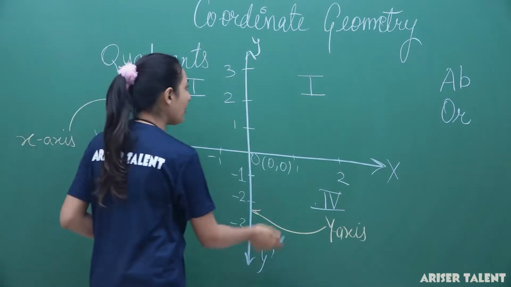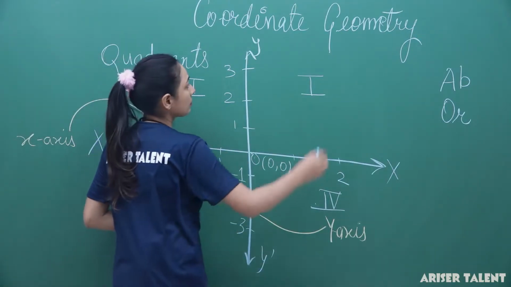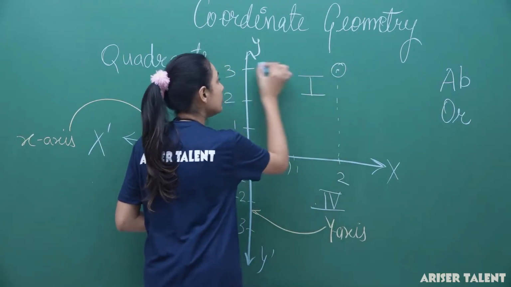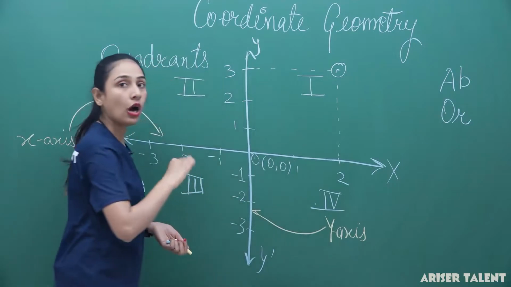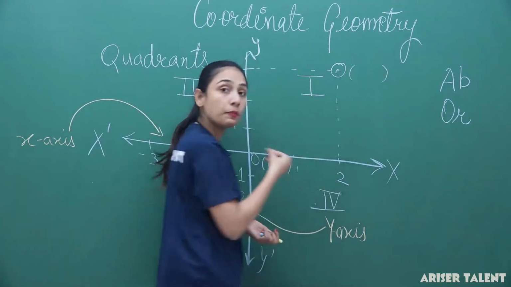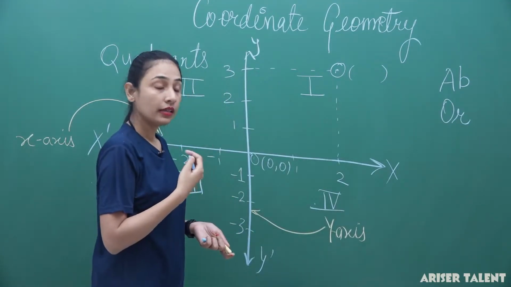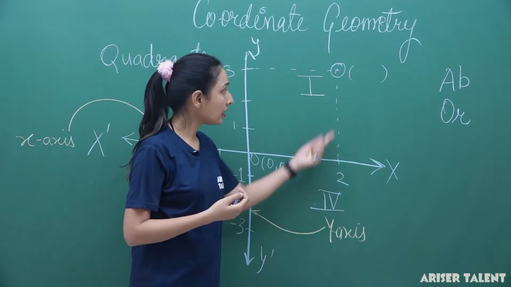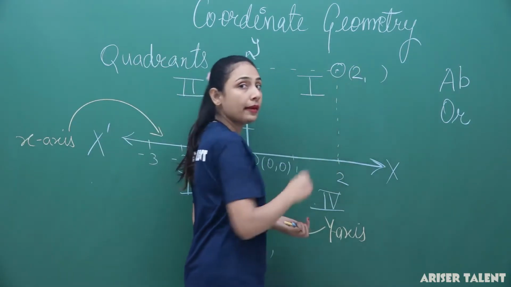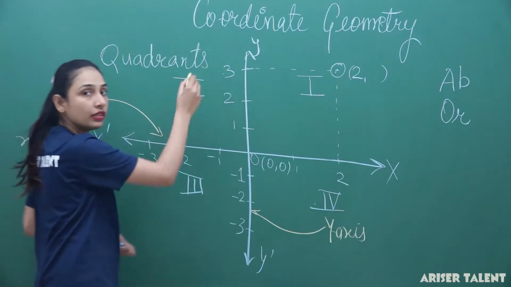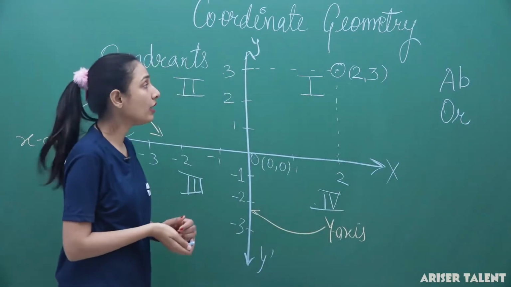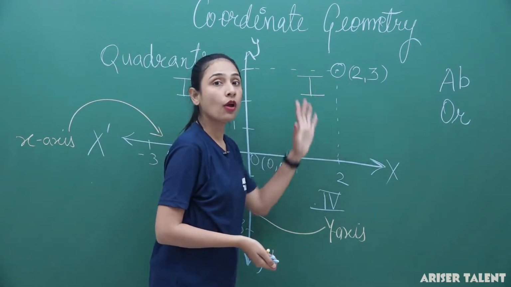I have told you if I am having some point here, how am I going to define that particular point in the format of abscissa and ordinate? The value of x for this point will be 2. So, 2 is the abscissa, and the ordinate will be simply 3, the value of the y axis. So, (2, 3): this 2 will be the abscissa and 3 will be the ordinate.